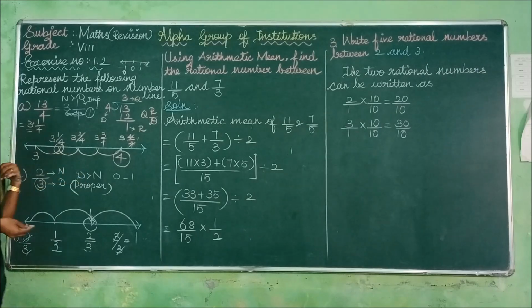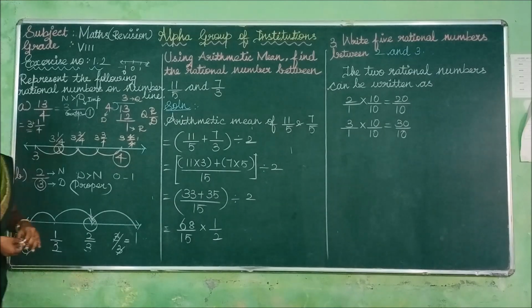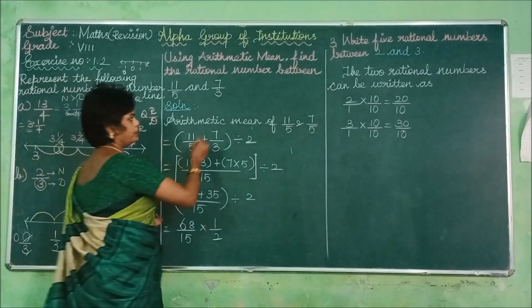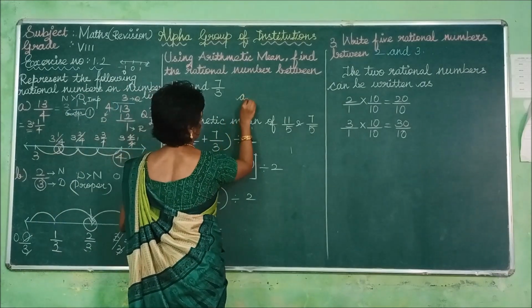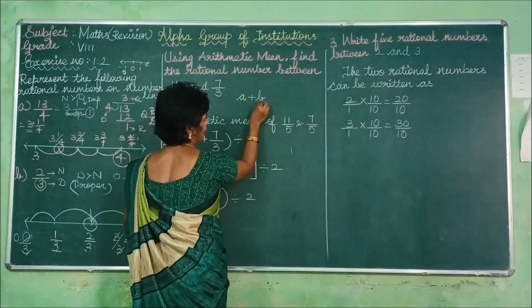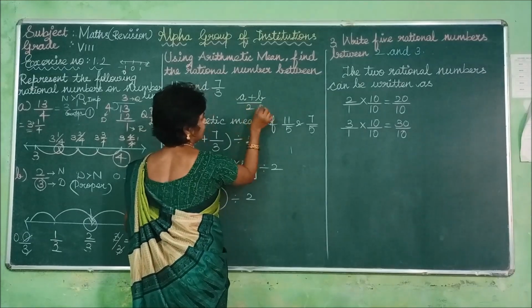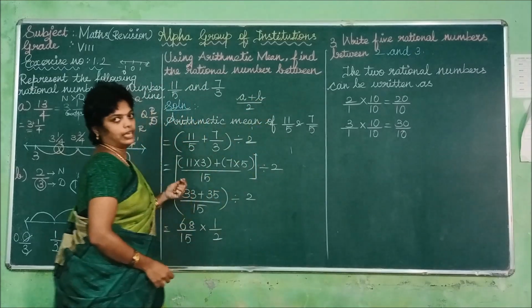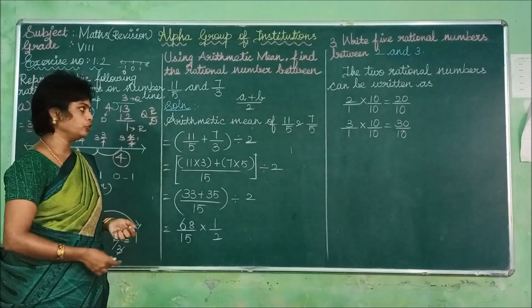So next, using the arithmetic mean, find a rational number between 11 by 5 and 7 by 3. You know one formula for the arithmetic mean of two numbers A and B. The arithmetic mean of A and B is what? You have to add the numbers and divide by 2, because you are taking only two terms. That's why you are dividing by 2.